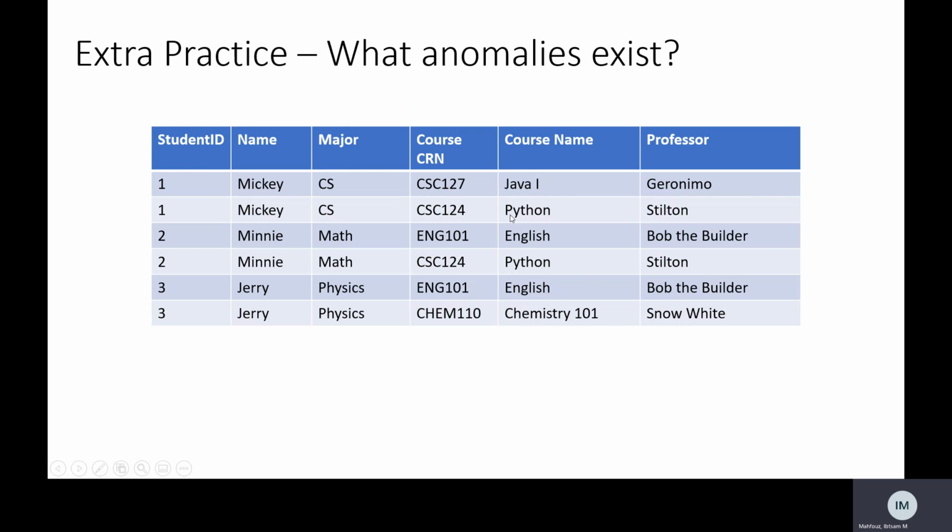How about a deletion anomaly? Well, chemistry is only taken by one student, Jerry. If I decide to have Jerry be dropped from this table, he graduated, or he decided to withdraw from the course and he was the only student taking the course. When this row gets deleted, I have just removed the information related to the course, what the course name is and who the professor is. So that would give me a deletion anomaly, where if I delete something, I might delete some other information with it by mistake.